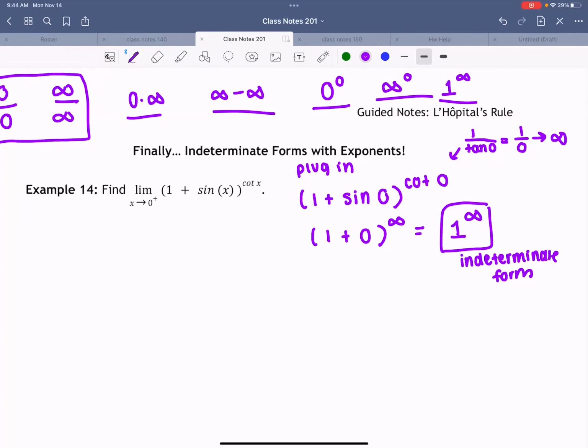Why is it not 1? Because 1 times 1 times 1 times 1 times 1 to the power of infinity. It does seem like it should be 1. I'm going to tell you it's not. That's basically the answer. It's this one. So I will tell you the answer.